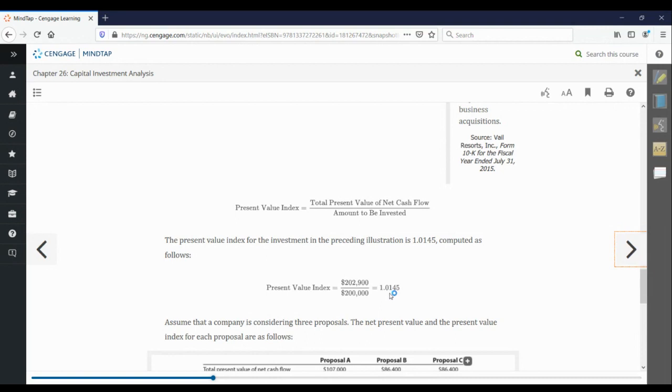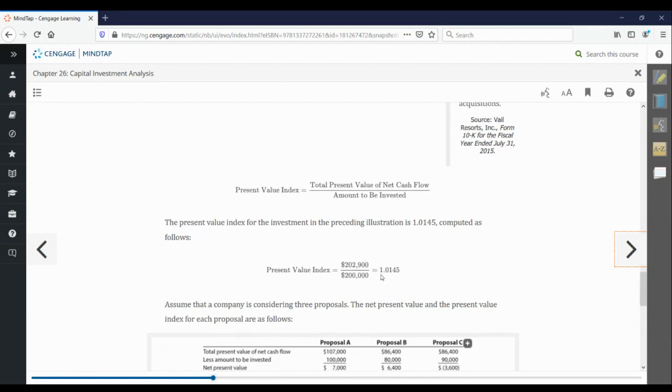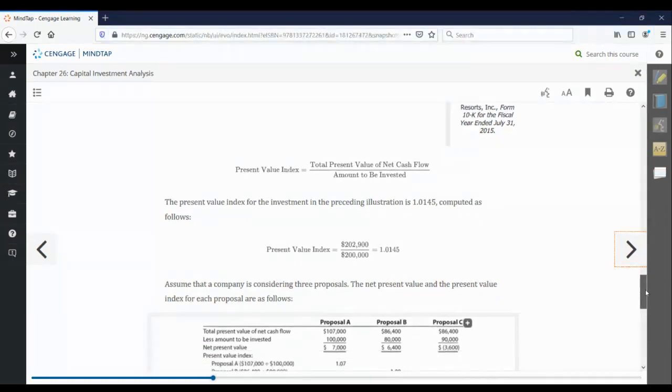Because it's more than 1, it means that you have had a positive net present value. If this had been below 1, we would have had a negative net present value, and we probably would not want to invest in an asset that has a negative net present value. So if this drops below 100%, if it drops to 99%, then we probably will not want to choose this investment to invest in. So the present value index just gives us a different way to look at or evaluate our investments. It gives you something else to look at using the present value techniques.